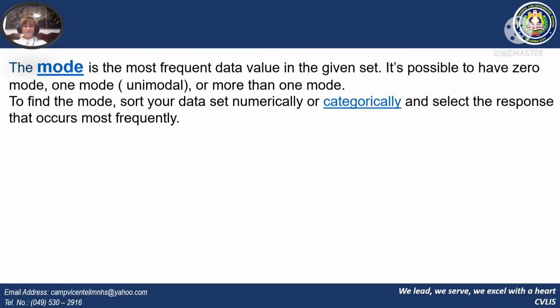For the last example, we have the mode. It is the most frequent data value in the given data set. It is possible to have 0 mode, 1 mode which is also called unimodal, bimodal for 2 modes, trimodal for 3 modes, or multimodal for more than 1 mode. To find the mode, sort your data set numerically or categorically and select the response that occurs most frequently.